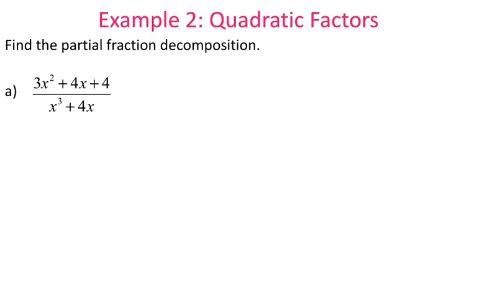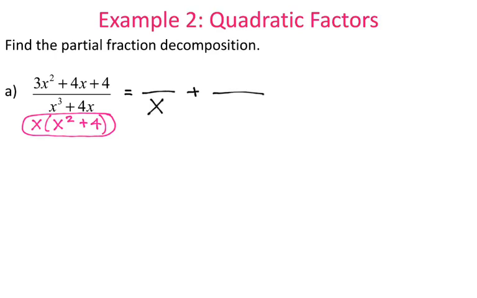They have x's in common, so I can take out an x. So that leaves me with x times x squared plus 4. Now x squared plus 4 is not factorable. It doesn't factor any further, so we're just going to leave it as x squared plus 4. And again, I'm going to go ahead and separate this into two fractions since I had two factors. So my first denominator is x, second denominator is going to be x squared plus 4.